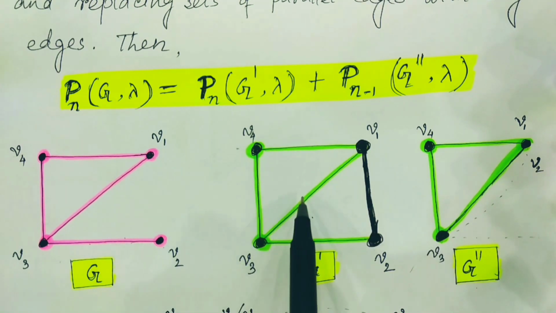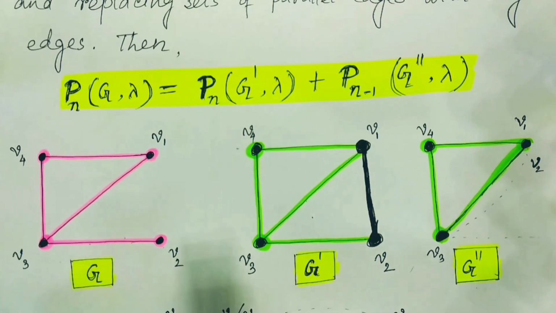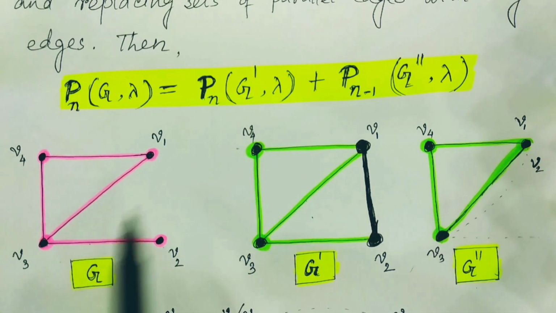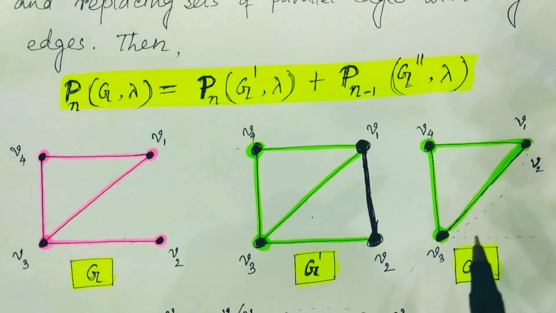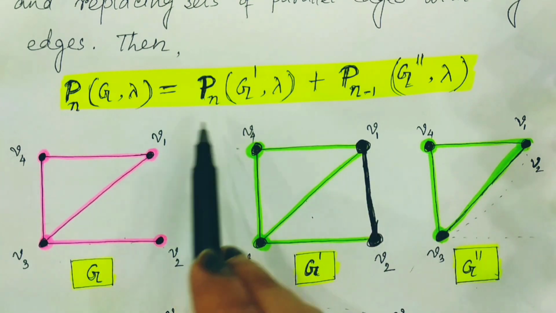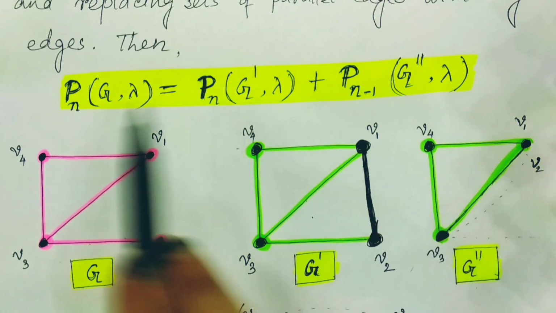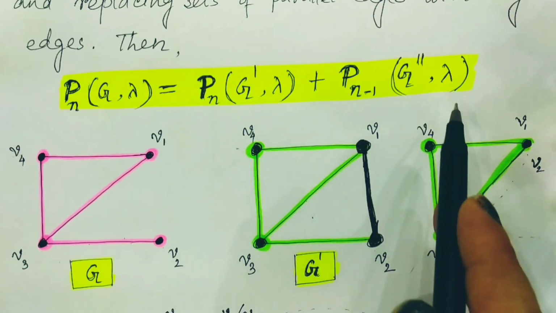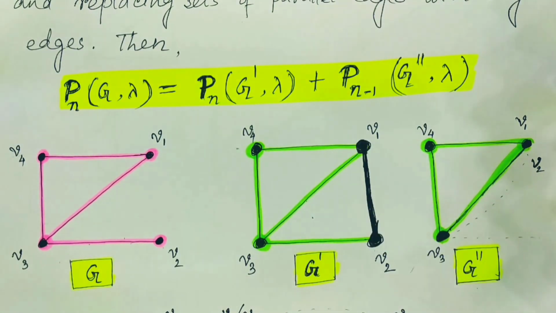Just look, in G dash, the number of vertices is the same as in G. But in G double dash, the number of vertices is one less than G, because one vertex is merged into another vertex. That's why we write it in this way. This is our decomposition rule. So while we find the chromatic polynomial for any given graph, in this way we separate it into two graphs.